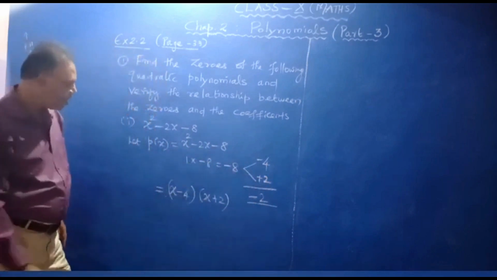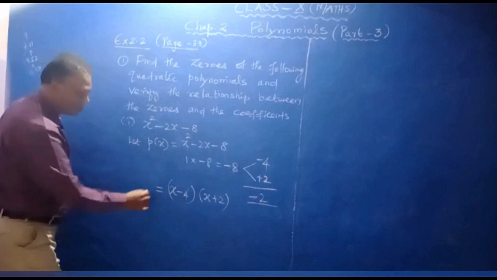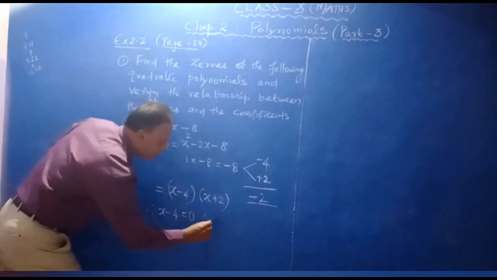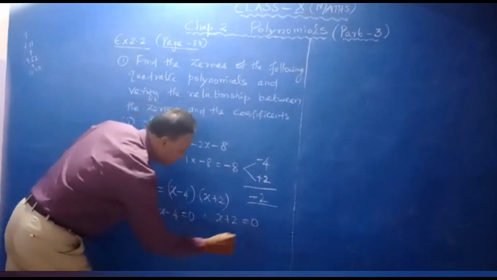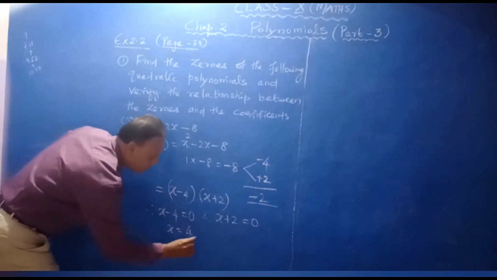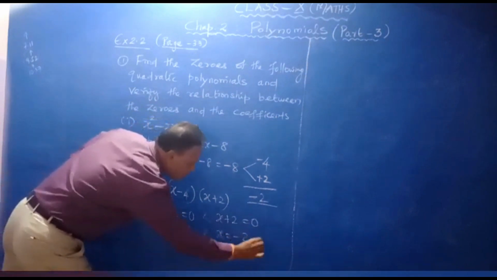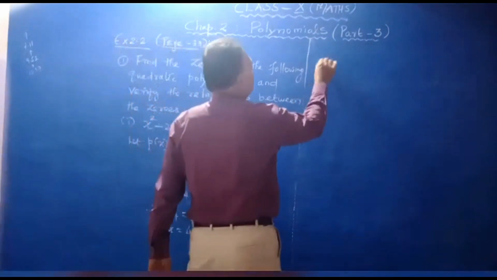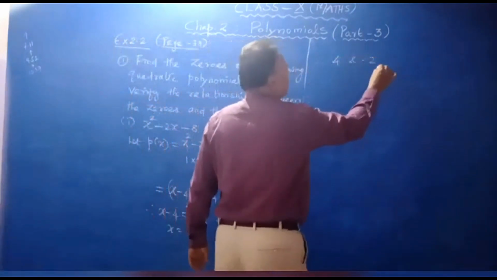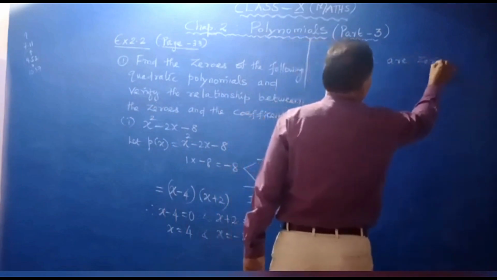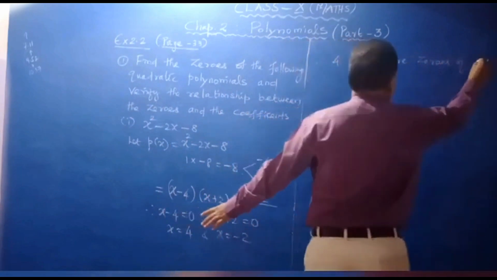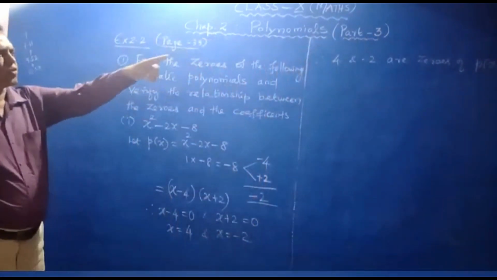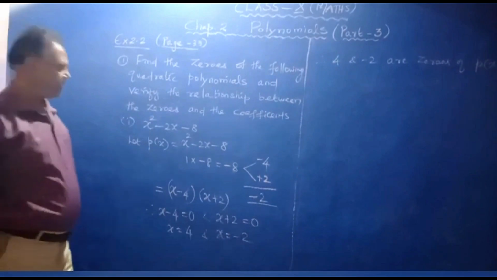Clear? Now you make this polynomial 0, therefore x minus 4 equals 0 and x plus 2 equals 0. Therefore x is equal to 4 and x is equal to minus 2. Therefore two zeros you got. So 4 and minus 2 are zeros of the polynomial p of x. Clear?